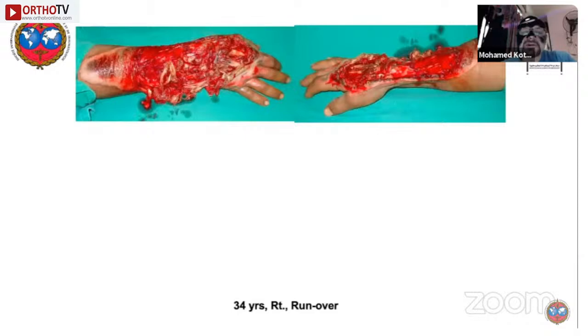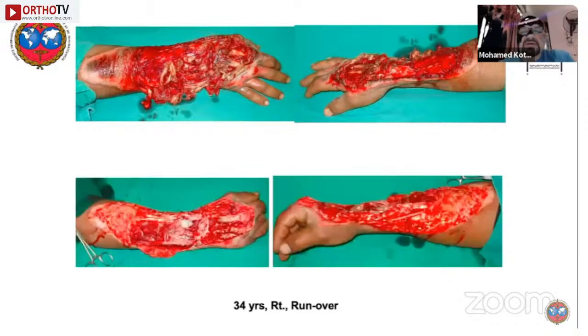Another example, this is Aldo, 34 years old, with a runover accident. And you can see how much is the soft tissue defect on the dorsum of the distal forearm, wrist, and hand. And the bone is exposed in the metacarpal bones and the distal radius, and the joint is open. And after debridement, the unlucky patient had a polytrauma event. So he got an intercostal tube and head injury. So he could not withstand a reconstructive microvascular procedure at the first stage.